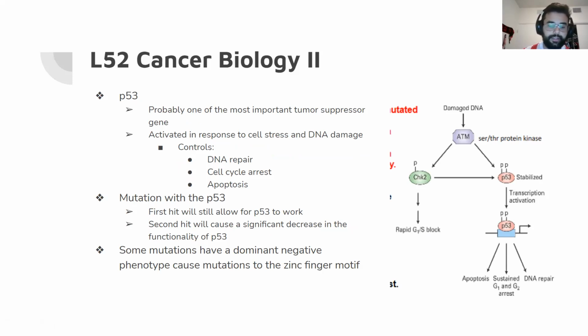So it controls DNA repair, cell cycle arrest, and apoptosis. Apoptosis is programmed cell death, so when our cells basically commit suicide. So with mutations in our P53, for the first hit, our P53 is still going to work because we have a second copy of it. But for a second hit, it will cause a decrease in the functionality of P53. And some mutations have a dominant negative phenotype that affects a zinc finger motif as well.